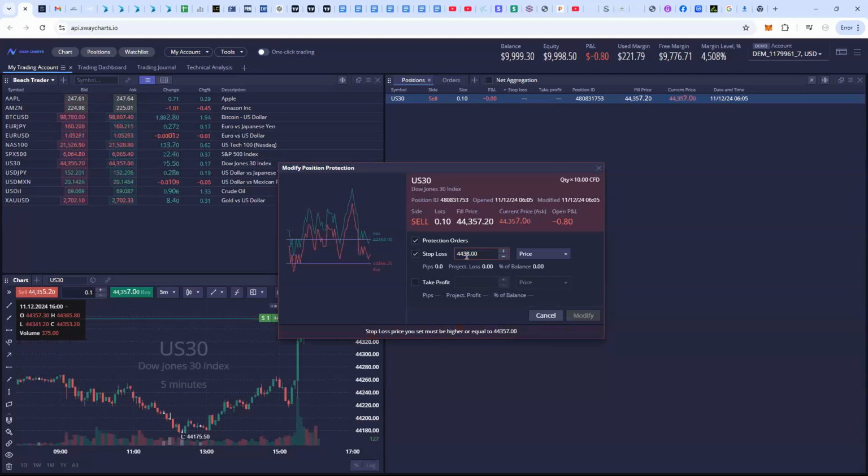4438, and then put 0, because it is 44,356. This is where the trade is. So we're going to go to 44,380 as our stop loss. That means that we're willing to lose right here $22 if it goes the wrong way.